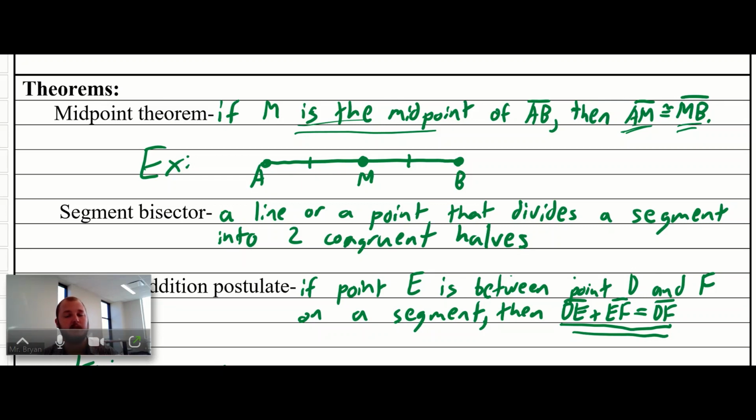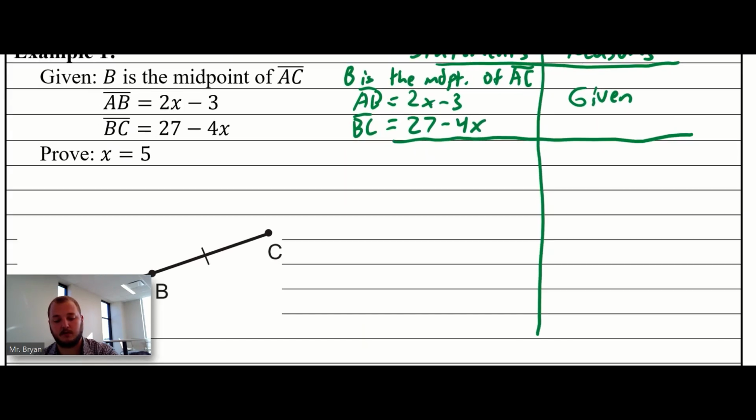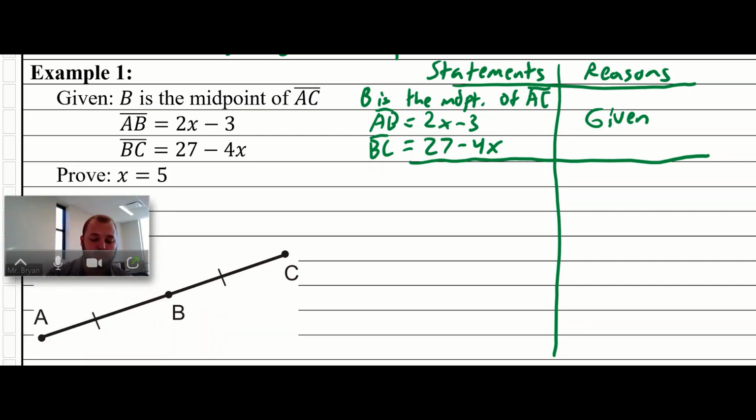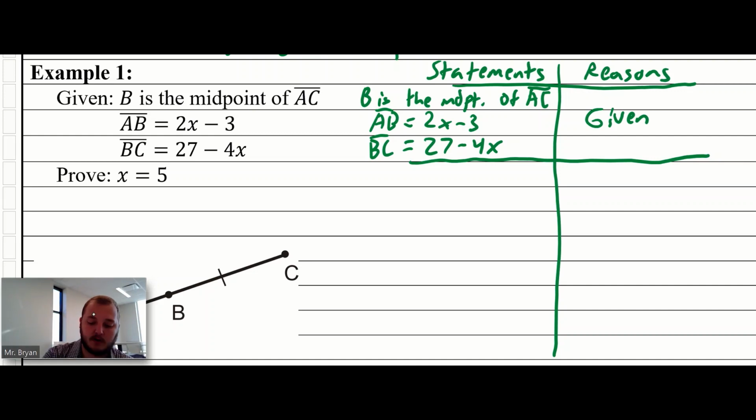I'm not going to plug anything in yet. I'm not going to have any variables or anything. I'm simply just going to write that the two pieces, or the two smaller segments, are congruent to each other. So if B is the midpoint, if I look at that picture, B is the midpoint of AC, that means I know AB is congruent, and specifically I'm using congruent because it's just like we wrote it in the theorem.